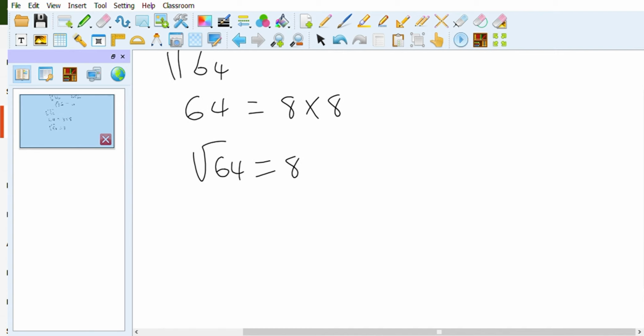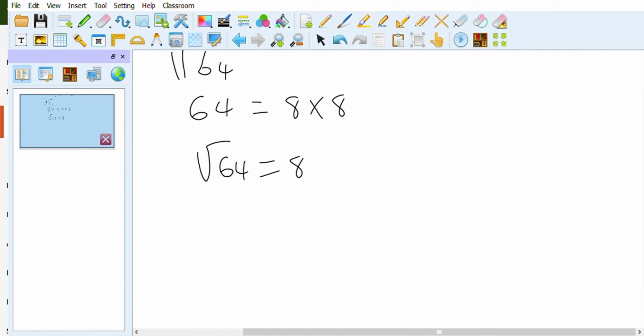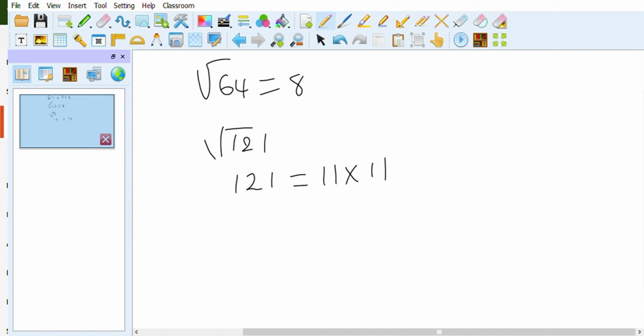Okay, let's take another example. In this example, we're asked to find the square root of 121. We know that 121 can be written as 11 times 11. So what that means is that the square root of 121 will be equal to 11. You see how simple that is? If we know the square of a number, it's very easy to know the square root of the other number.